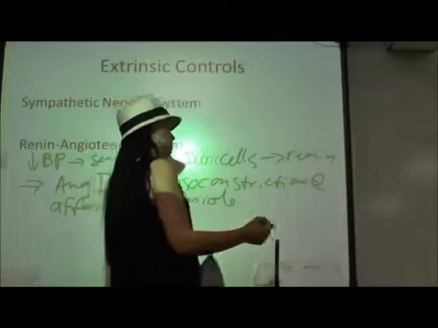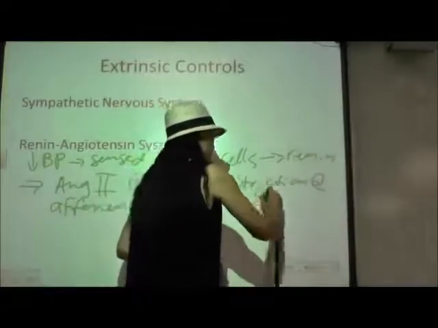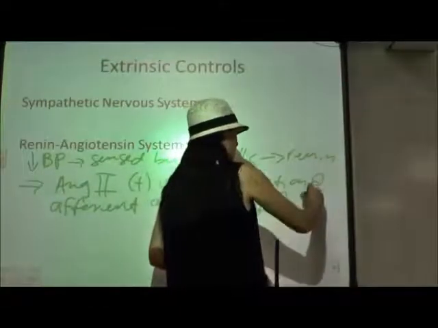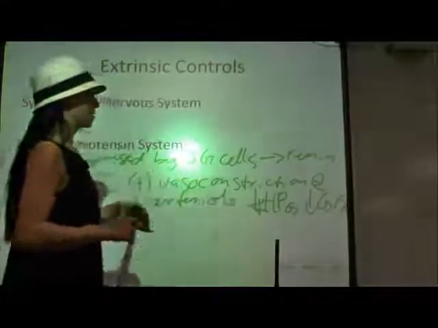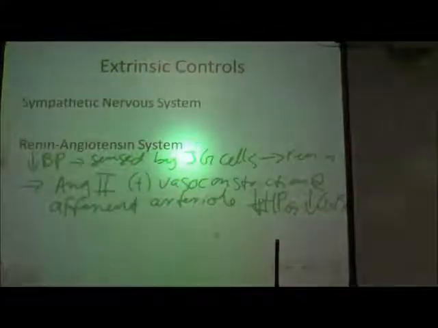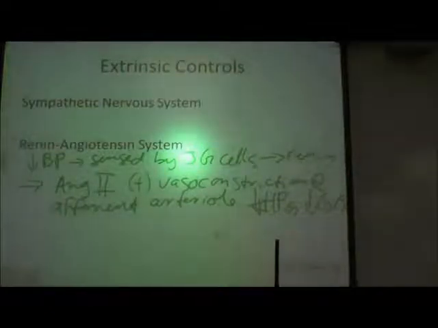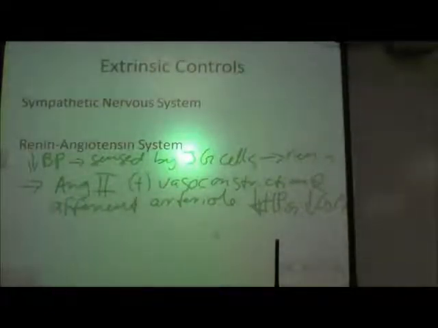So by stimulating this vasoconstriction, we're going to decrease our hydrostatic pressure in the glomerulus and decrease our glomerular filtration rate, ultimately then increasing the amount of blood that we have in the system, increasing our blood volume so that we can increase our blood pressure.